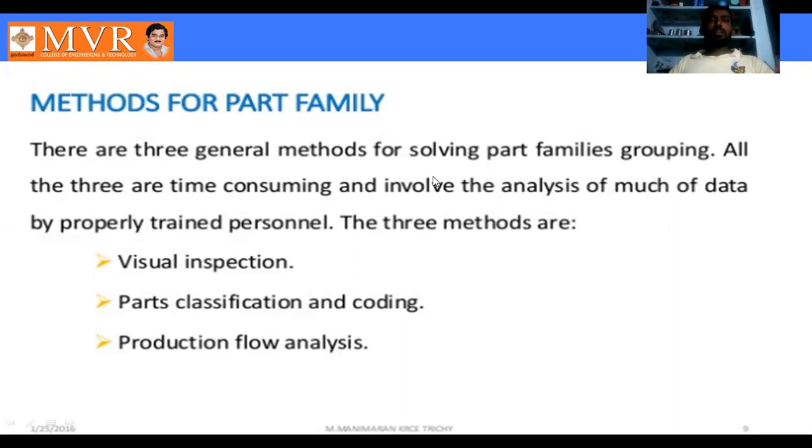So the three general methods for solving part family grouping are used to group the part families. All three are time consuming and involve the analysis of much data by properly trained persons. That is the main concept here. So there are three methods: the first one is visual inspection, the second is part classification and coding, and the third one is production flow analysis.